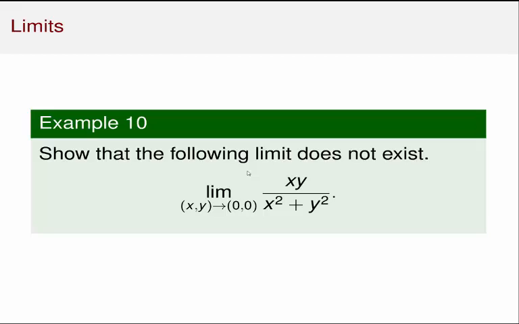In this example, we are going to show that the following limit of the function xy over x squared plus y squared does not exist at the point 0, 0, which is the origin. As usual, we are going to find two paths along which we'll have different limits.